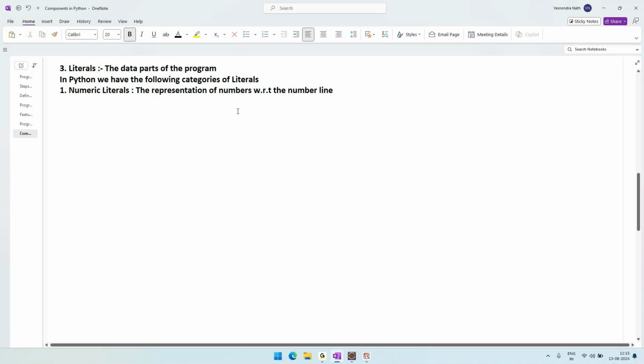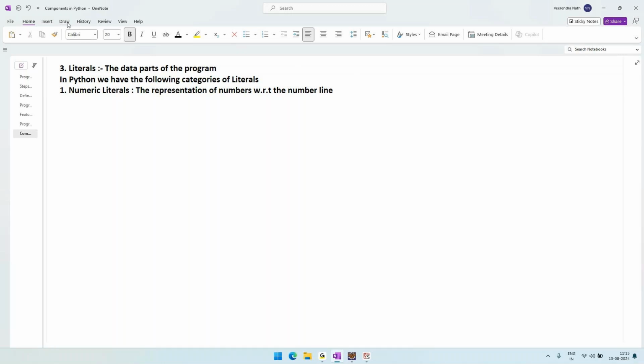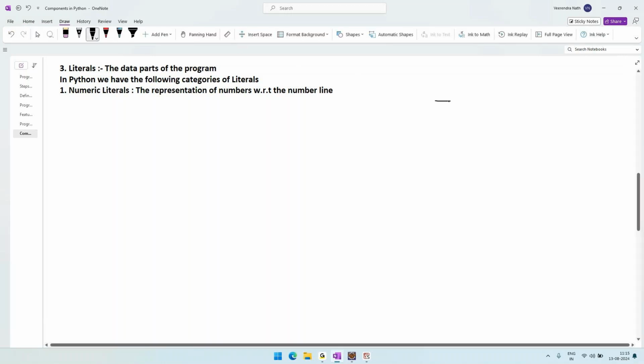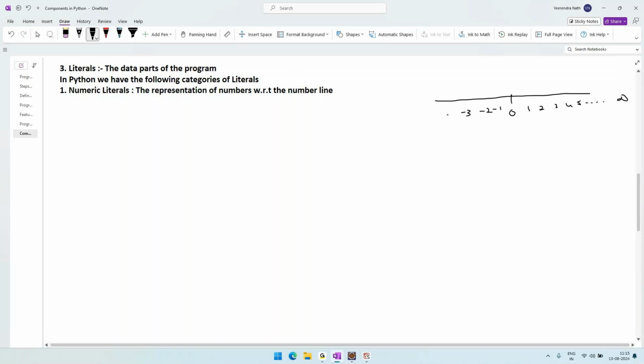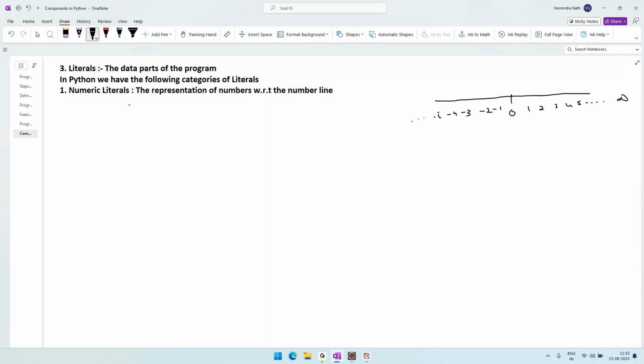Right. So numeric literals, the representation of numbers with reference to the number line. So number line ante ఏంటి general గా number line is nothing but a line where you have all the numbers in the world. So ఇది మనం చిన్నప్పుడు నేర్చుకుంది number line. So numeric literals are the representation of numbers. Okay, so నేను సింపుల్గా న్యూమరిక్ డేటా అని కూడా అనొచ్చు అనమాట. ఓకే, సో ఐ కెన్ also call it as numeric data.